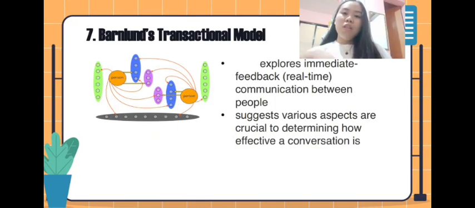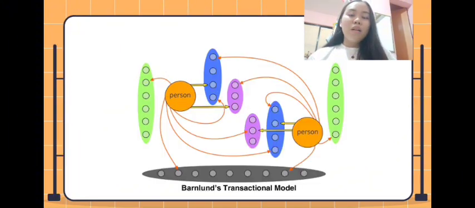At this point in time, I'm going to share with you about Barland's transactional model. This type of model explores immediate feedback or real-time communication between people. It recognizes that communication is not a linear process, but rather a circular one between the sender and the receiver, with, of course, feedback loops. In other words, giving and receiving messages is reciprocal. This is the model of Barland's interpersonal communication.